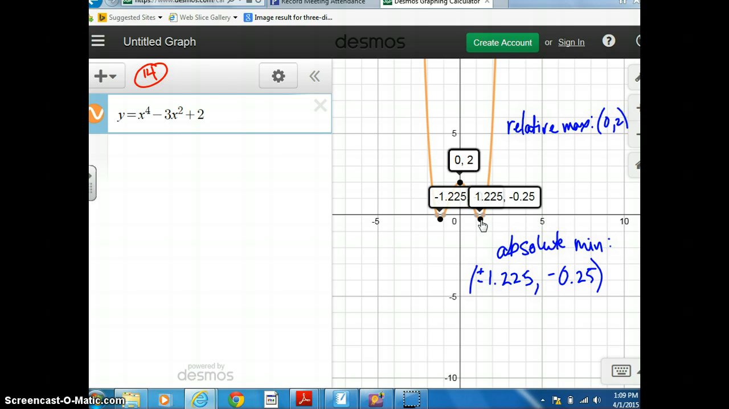So we have relative maximum, and then we have absolute minimum. We actually have 2 because they both go down the same distance.